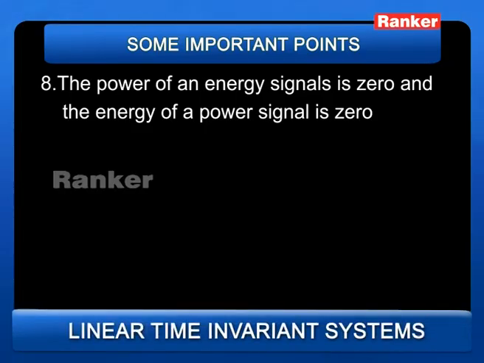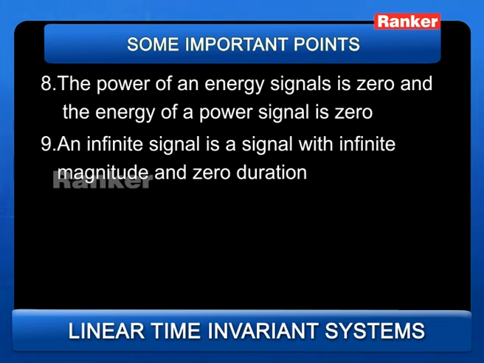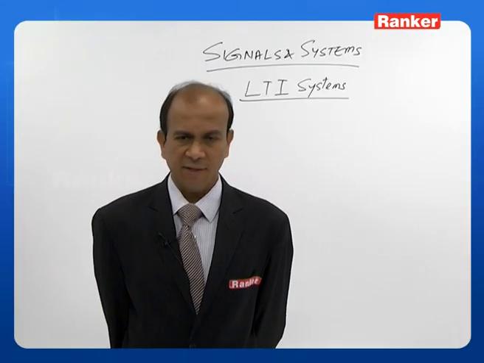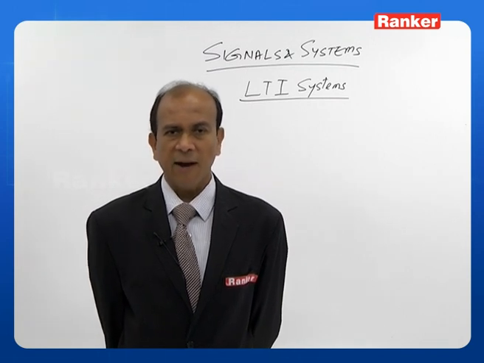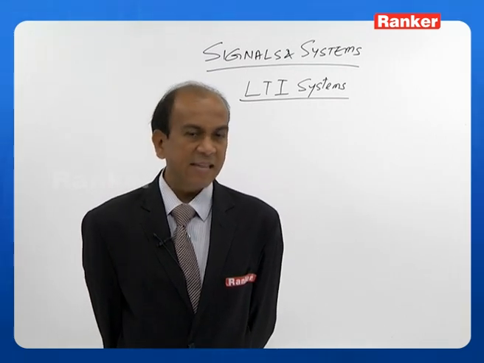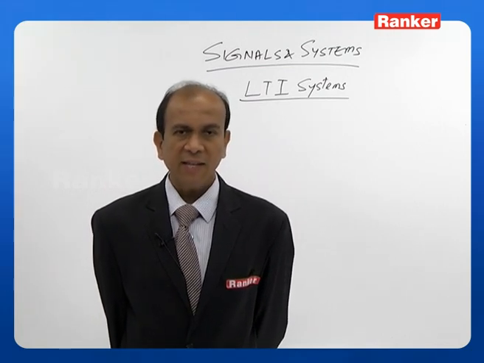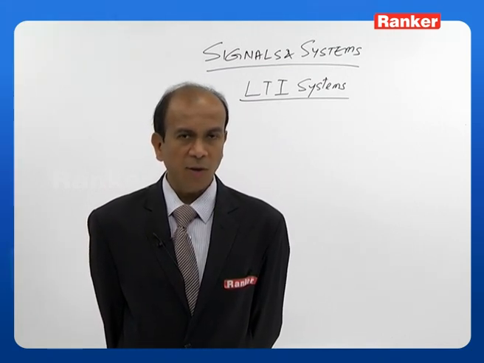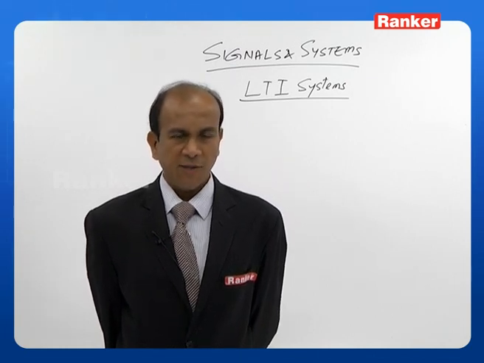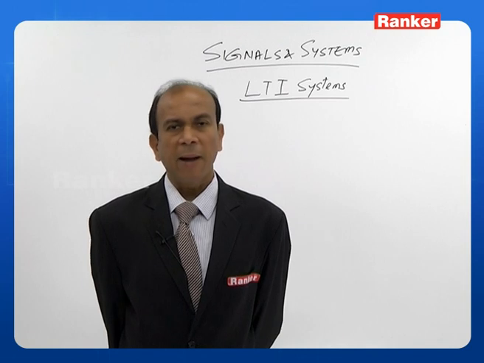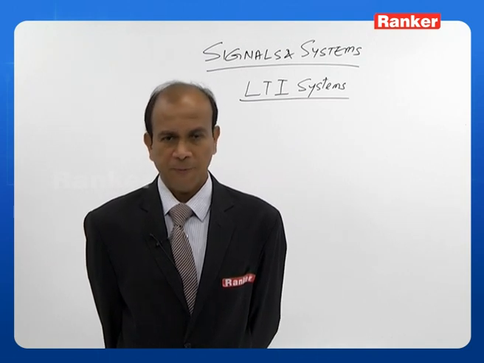Then let us look at our next point, the 9th point. An infinite signal is a signal with infinite magnitude and 0 duration. This is very important. How do you define an infinite signal? If I say this signal is infinite, how do I classify it? We say it is infinite when it has infinite magnitude and the duration is 0. A zero duration, whereas the magnitude is infinity.